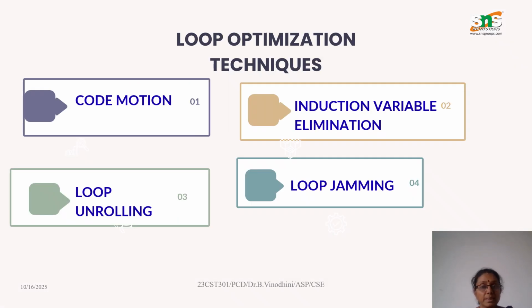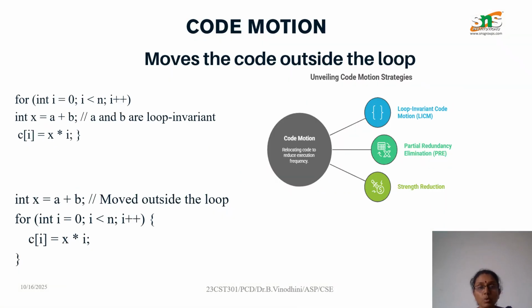In loop optimization, we have a set of techniques. The techniques are code motion, loop unrolling, loop jamming, and induction variable elimination. We will see all the techniques one by one with an example. So what does code motion mean?